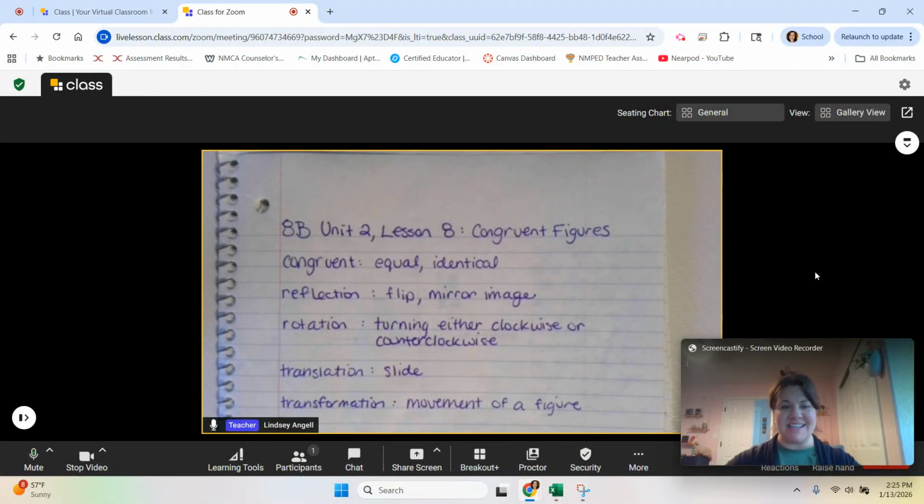Alright, hi guys. Welcome to Unit 2, Lesson 8, Congruent Figures. So we are going to be proving or showing that two figures are congruent using a coordinate plane.